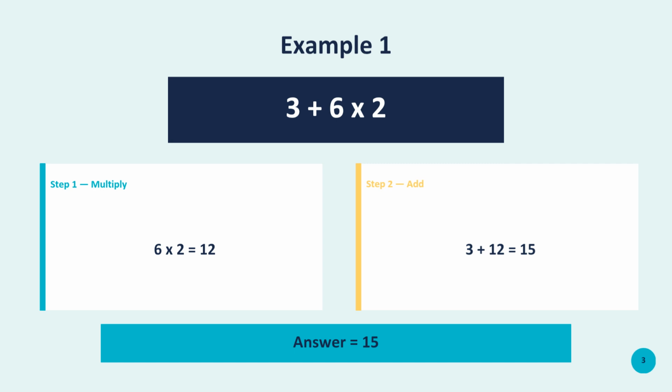Let's start simple. 3 plus 6 multiplied by 2. Multiply first. 6 times 2 equals 12. Then add. 3 plus 12 equals 15.